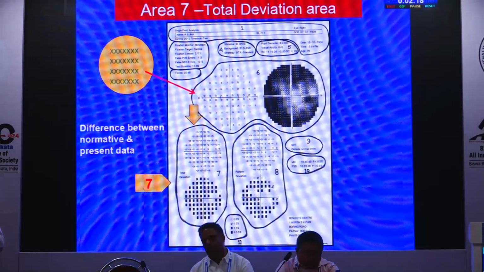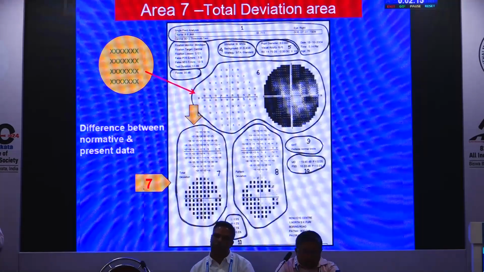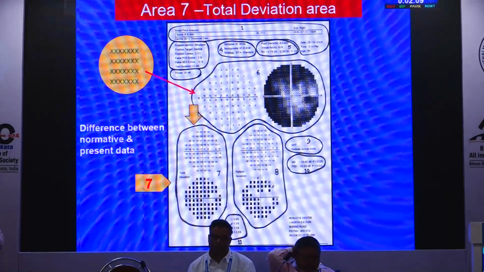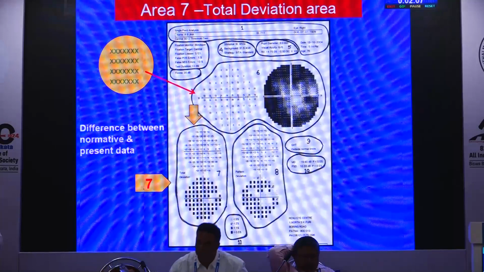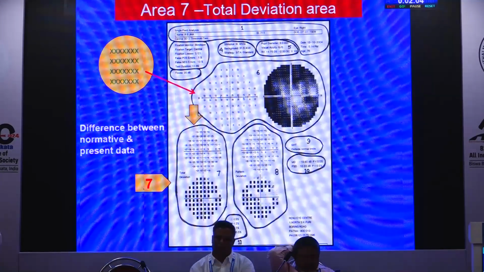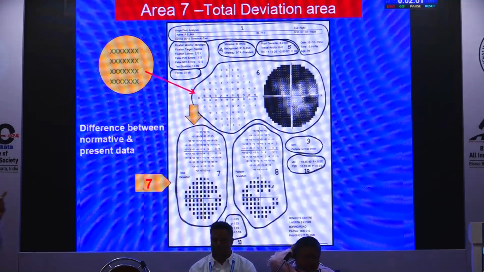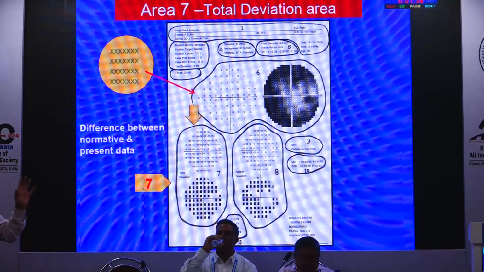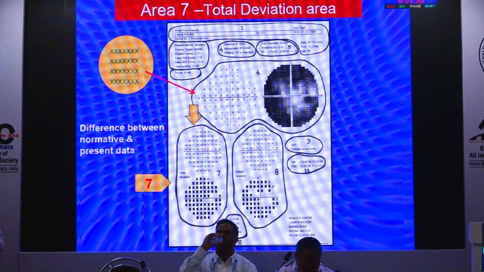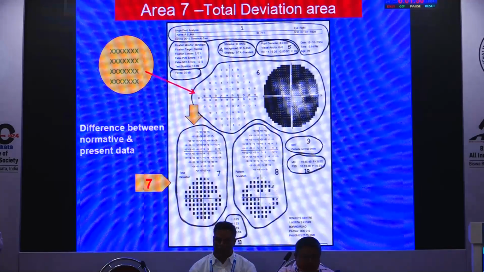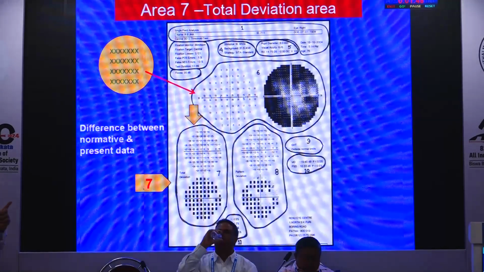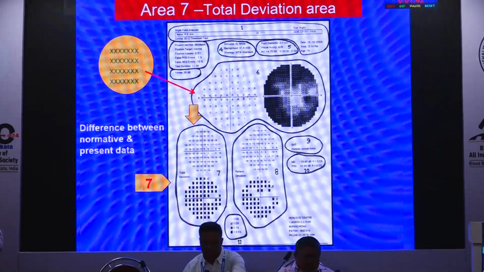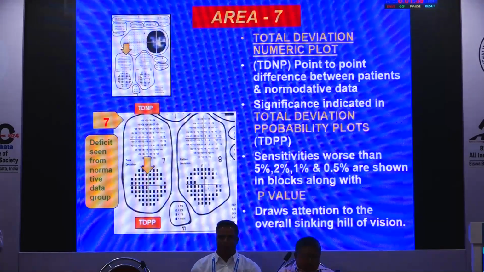So coming forward, area number 7 is the area of total deviation. The total deviation is nothing but the point-to-point difference of the normative data of that particular patient in comparison to the present data of this patient. So what you see here is the normative data, which is compared point to point with the raw data, and the difference between the normative and the raw data is given in the total deviation numeric plot as well as the total deviation probability plot. So this is the point-to-point difference.